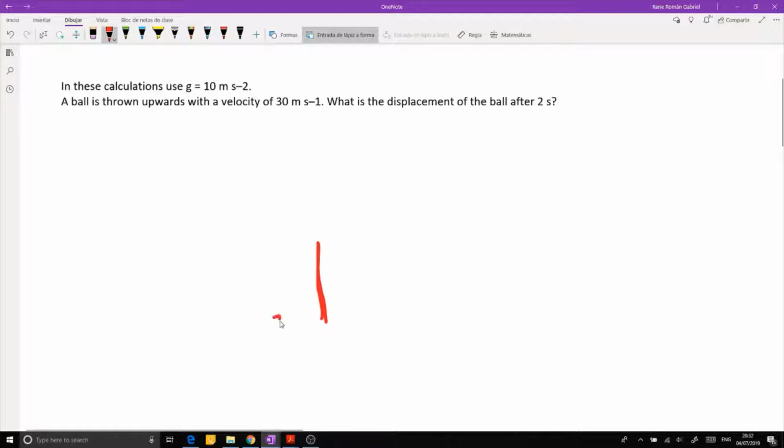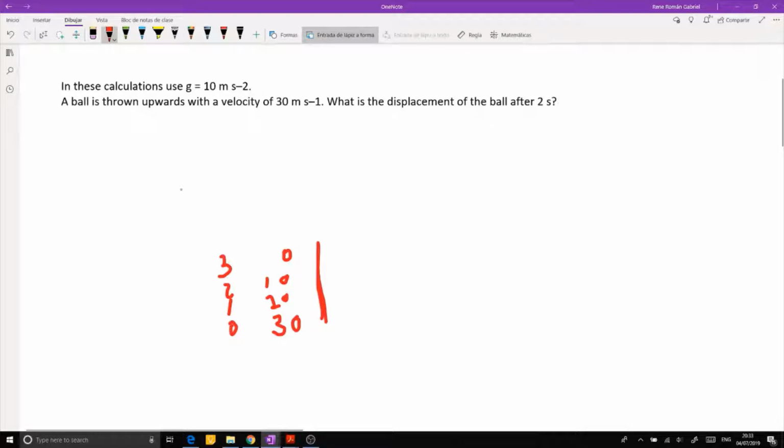So, let's see. At the beginning would be 30. And then it would be 20. Then it would be 10. And then it would be 0. And this would be at 0 seconds. Just when we throw it, it would be 30 meters per second. 20 would be at 1 second. 10 would be at 2 seconds. And 0 would be at 3 seconds. And this is because we're going at 30 meters per second, and we're decelerating 10 meters per second each second.